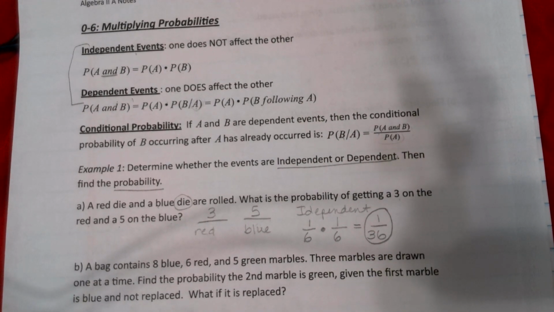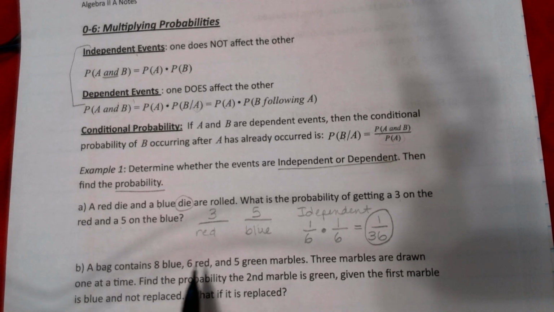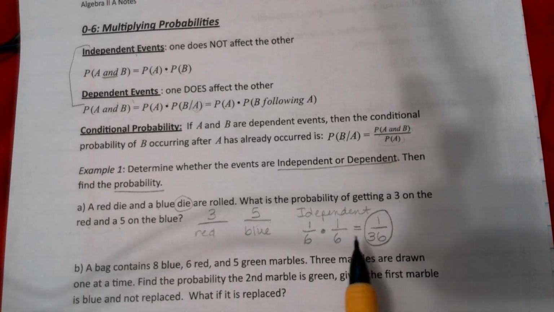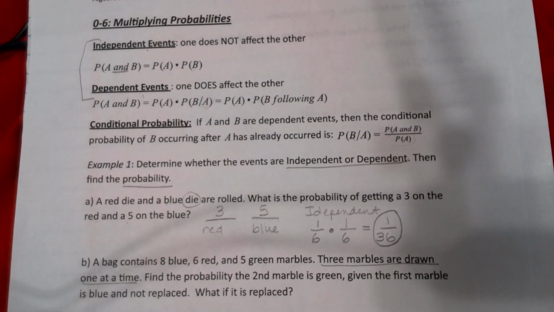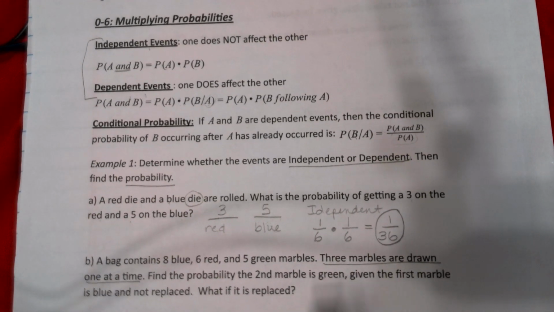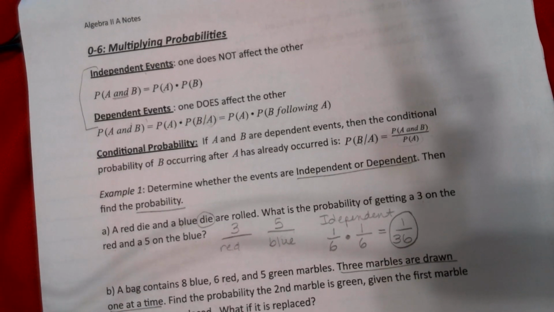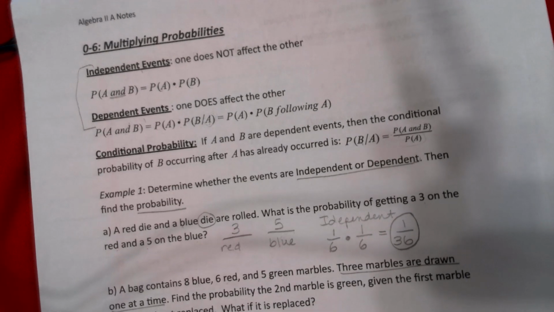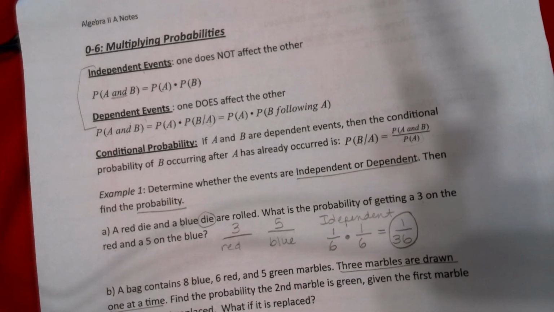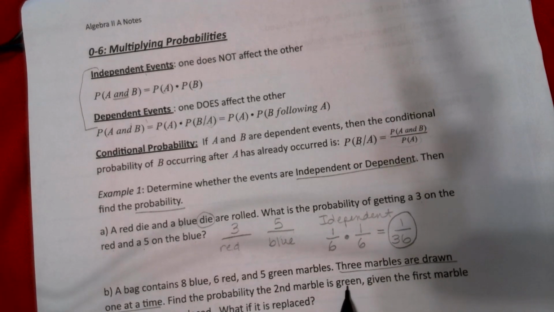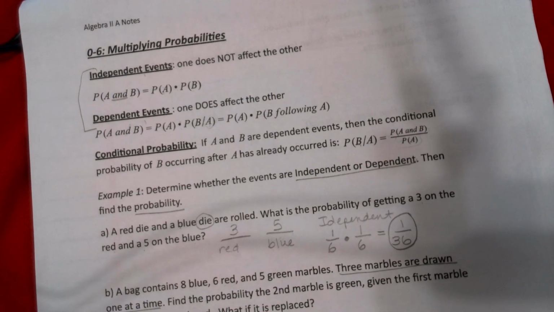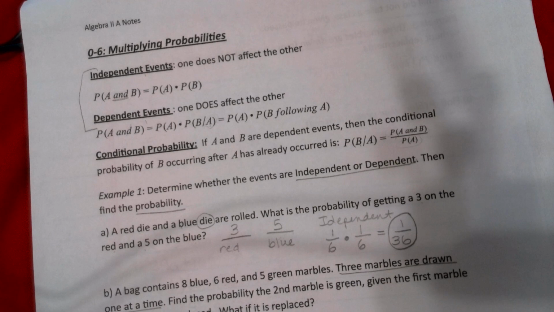Okay, next one. A bag contains 8 blue, 6 red, and 5 green marbles. 3 marbles are drawn 1 at a time. So we're going to draw 1, 2, and 3. Draw 1, draw 2, and draw 3. Find the probability that the second marble is green, given that the first marble is blue and not replaced.